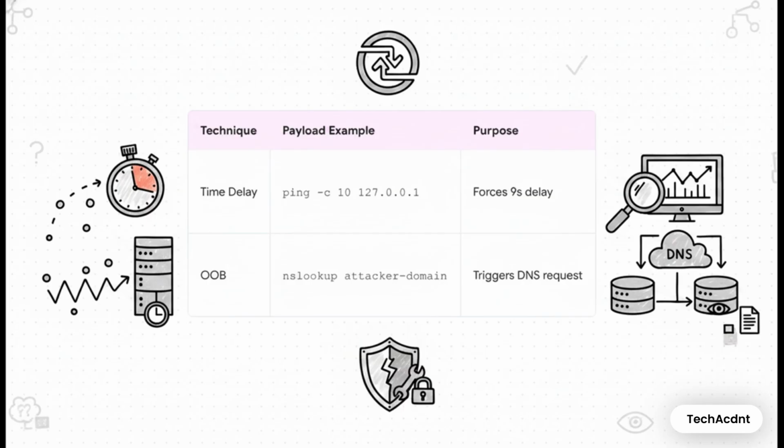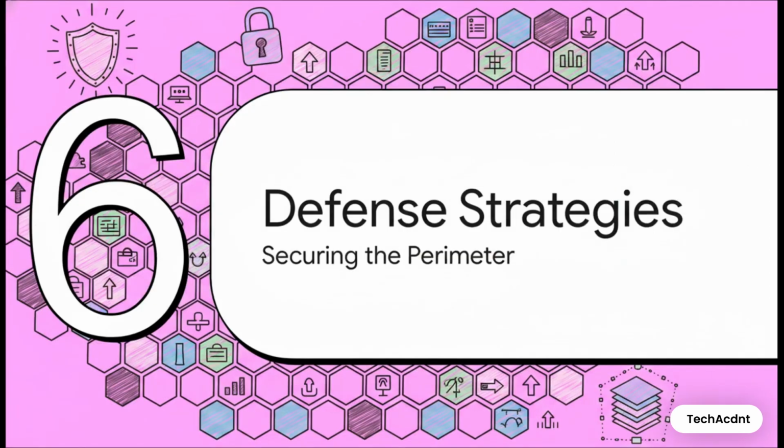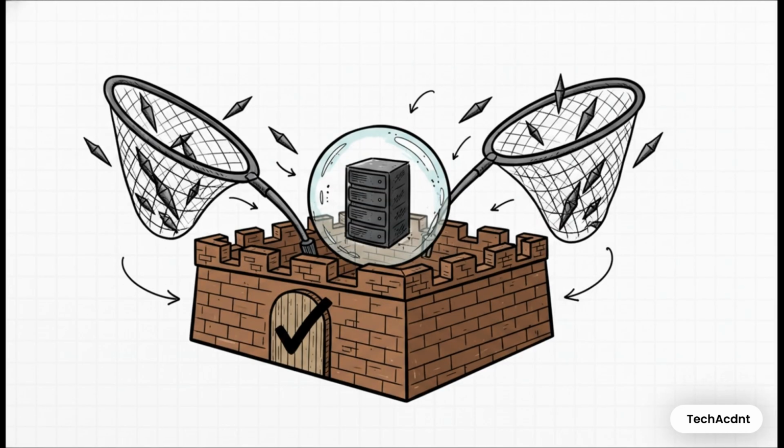Finally, Section 6, Mitigation and Defense Strategies. Let's secure that perimeter. So how do we actually build a comprehensive defense against all of this? First and foremost, never call OS commands directly from your app code if you can avoid it. Just use built-in language APIs instead. If you absolutely must use OS commands, strong input validation, specifically allowlisting, is absolutely crucial.